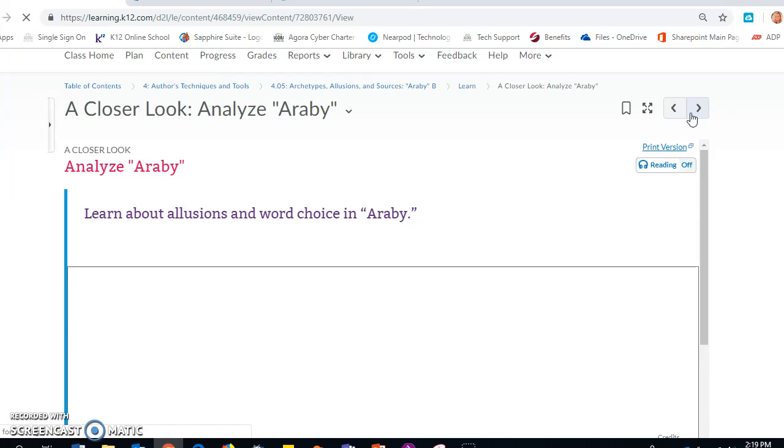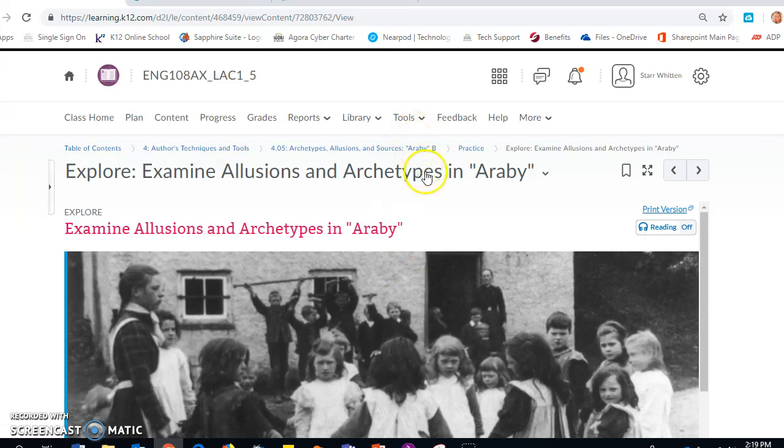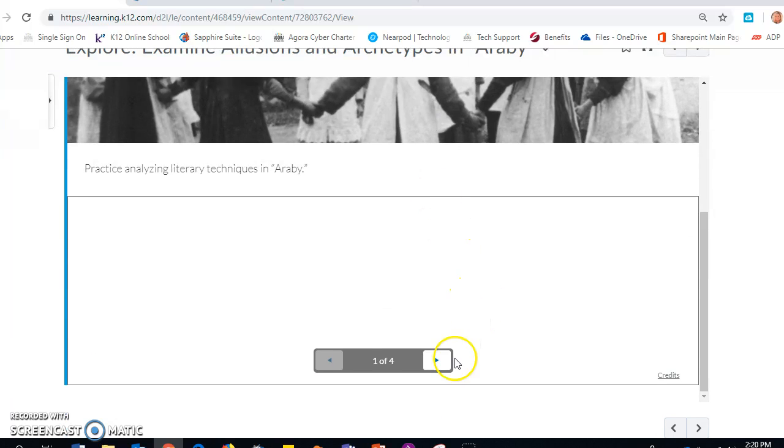If I scroll to the next one, it'll get me to the practice category, and those are supposed to be practice questions that the students are working on, and I can't see them either. So not all of my students were having issues in lesson 4.05, but a couple of them were, and this was kind of the bulk of the information needed to take the quiz on 4.05.